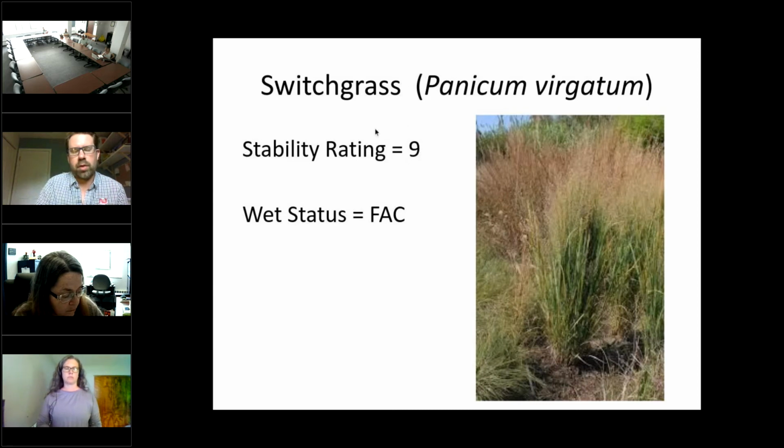Switchgrass, this is probably my favorite native grass species. I use this in stream restorations. I use this in landscape plantings. I'm all over the place. It has a stability rating of 9. So this is almost as strong as concrete or bedrock in slowing the flow of water down and protecting that soil from being washed away. It's a facultative plant, which means it grows in slightly wet, but also slightly dry conditions.